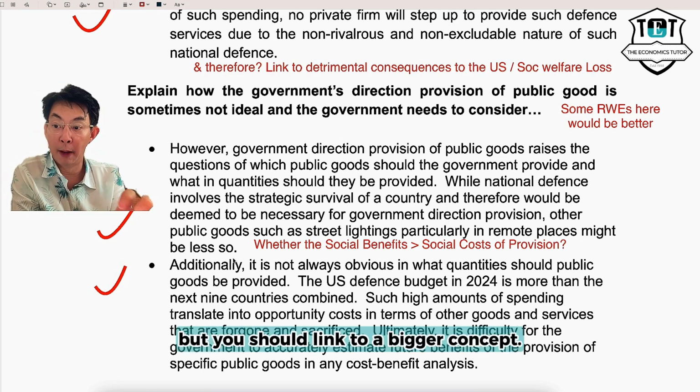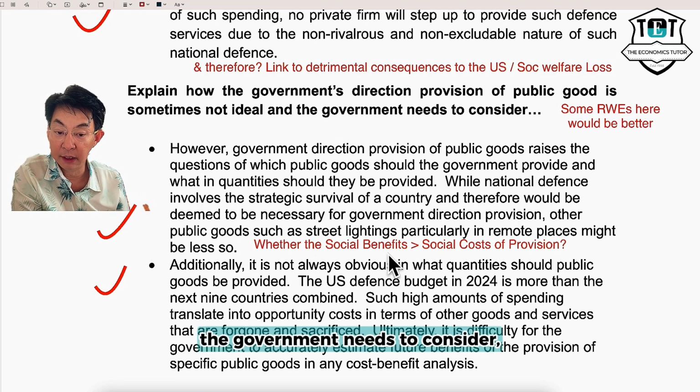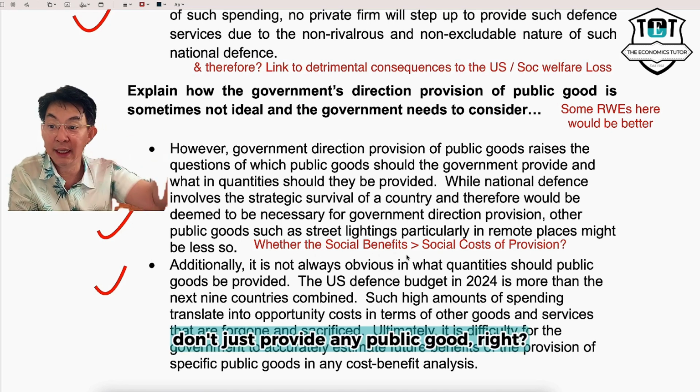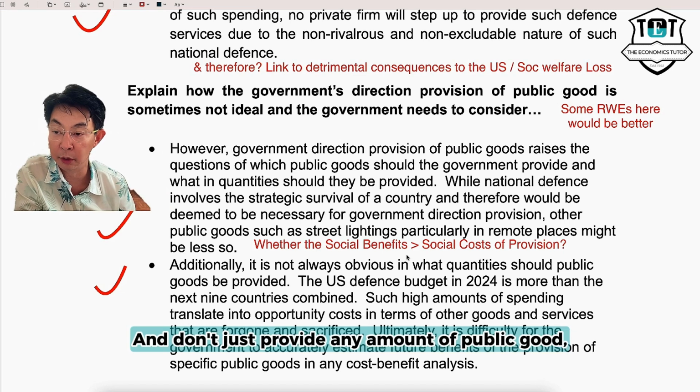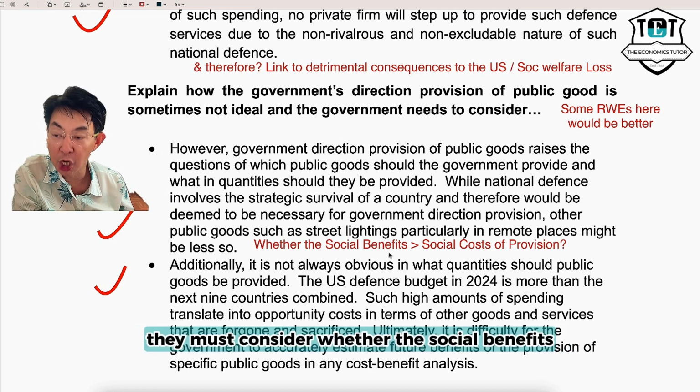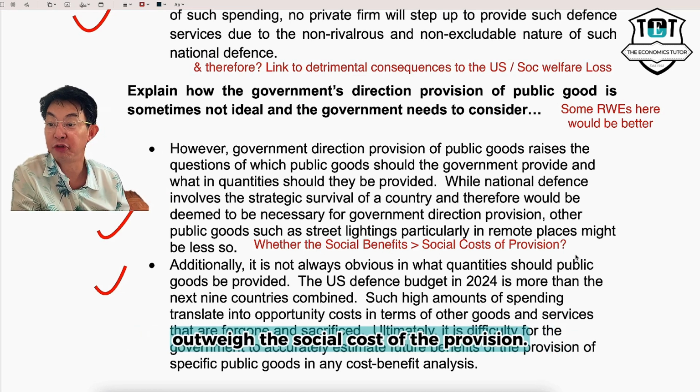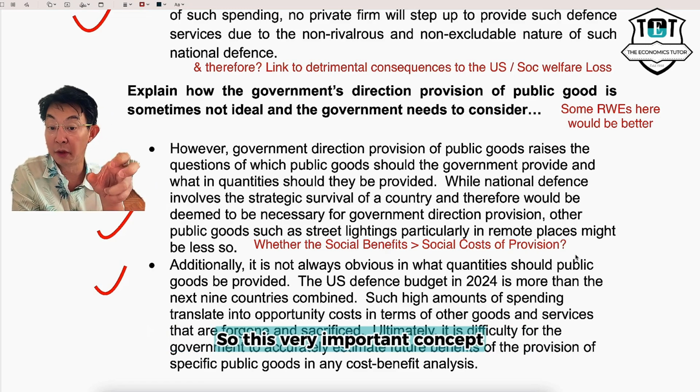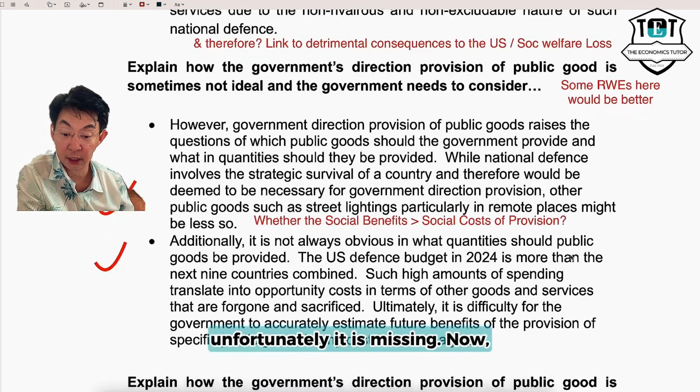But you should link to a bigger concept. At the end of the day, the government needs to consider: don't just provide any public good, and don't just provide any amount of public good. They must consider whether the social benefits outweigh the social cost of the provision. This is a very important concept that you should be linking back to. Unfortunately, it is missing.